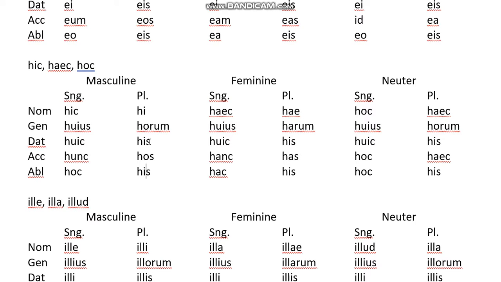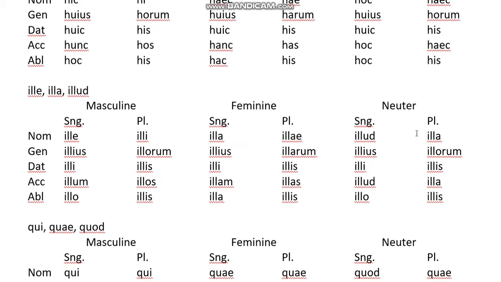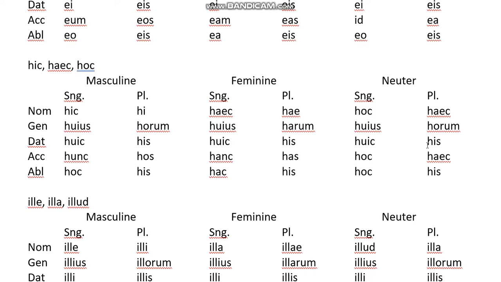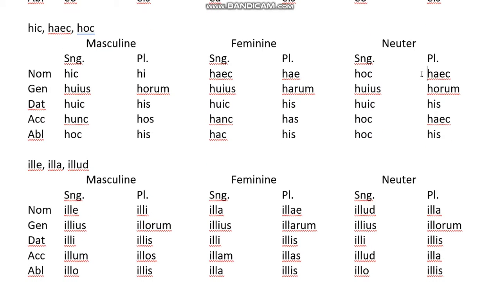So you have i, orum, is, os, is, a, arum, is, as, is. The only difference is that the neuter plural copies the feminine singular. So instead of ha, as it would usually be for a neuter plural, and remember neuter plural nouns, adjectives and pronouns always end in a, this is one of the only exceptions to that rule. Instead, haec and haec are the nominative and accusative plural.